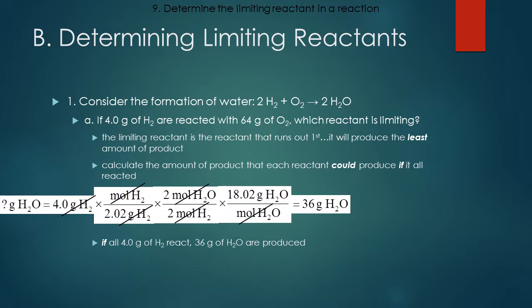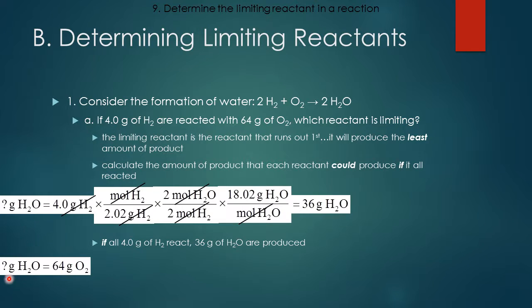Here's what I learned. If all 4 grams of hydrogen do react, we would get 36 grams of water produced. I don't know for sure that that's going to happen, but that's what would happen if it all reacted. Now I need to do the same thing with the oxygen.